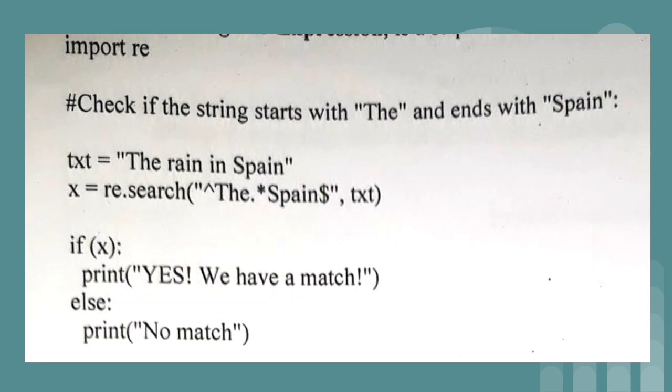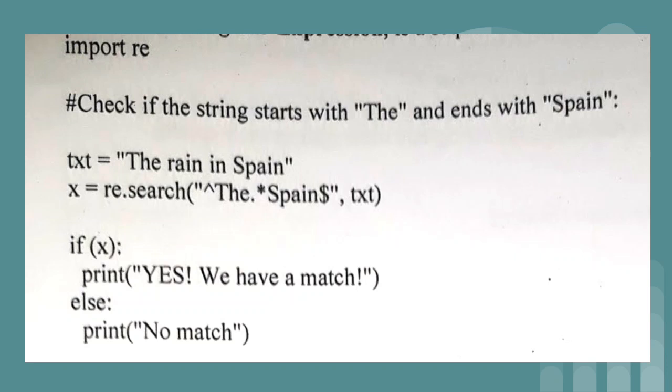In the search method, within double quotes, first we have the caret symbol, the exponential symbol. After that, the keyword "The" is there. The caret symbol indicates the starting. Whenever you want the beginning of anything, like "abcd", just write this caret symbol before it, which indicates the start. So at the starting we want the keyword "The", and then after "The" we have a dot.